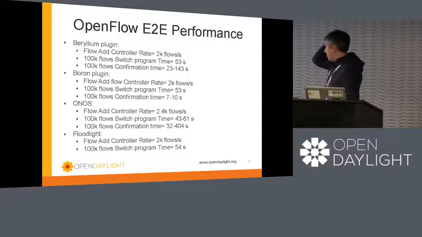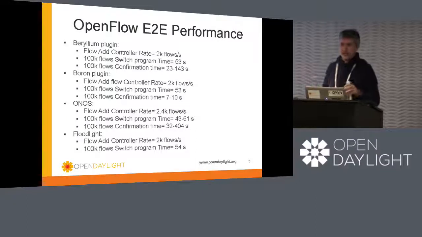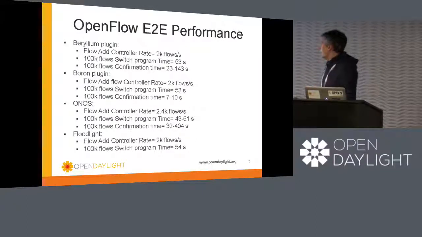What we saw there is that the Beryllium plugin takes between 23 and 143 seconds to confirm the flows, depending on the amount of switches and the network. The Boron plugin, and this is the most interesting since we are developing it, is very stable in the statistics. You can see that it is between 7 and 10 seconds, or less than 10 seconds, no matter which topology, you get all your flows confirmed. That was precisely the reason for this plugin: to have very stable statistics collection.